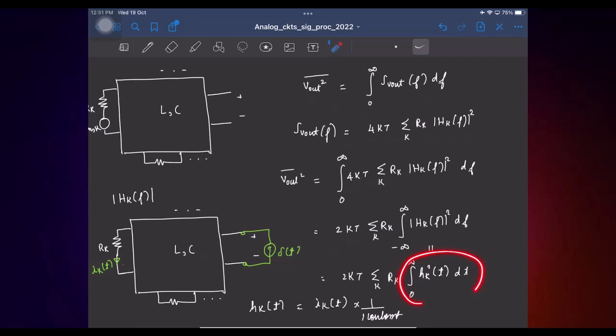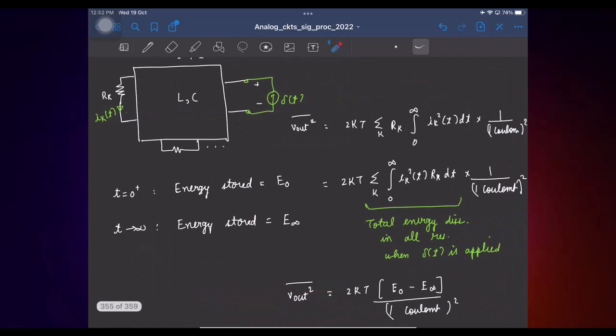Here Parseval doesn't care about controlled sources. Next I use the fact that HK can be obtained by applying an impulse current. If you have controlled sources, you just have the adjoint network, so this is also fine. HK can be obtained by this. Till here it is fine. And this is the total energy dissipated in all the resistors. But if you have controlled sources, they will also be delivering or dissipating energy, and this will not be equal to this. That is, E0 minus E infinity will not be equal to this. Till the last step it is still fine.